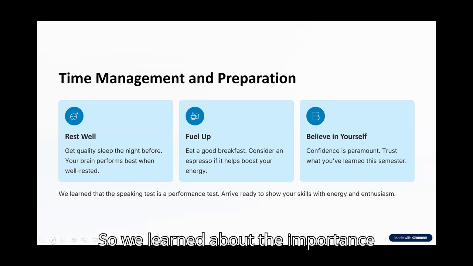So, we learned about the importance of time management and preparation, and this is good for anything that you need to do. Rest well, fuel up, and believe in yourself. These are three key points.